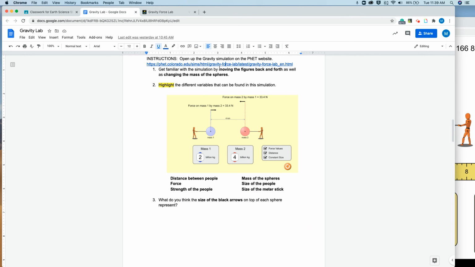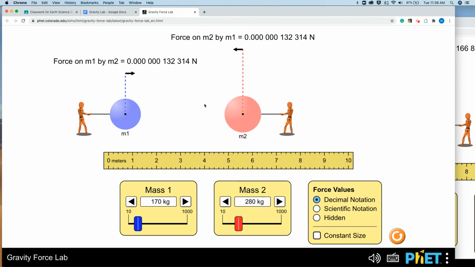And the next question asks what variables can be found in the simulation. So there's the distance between people, force, strength of the people, mass of the spheres, size of the people, and size of the meter stick. So looking at this, which are the ones that you can change?